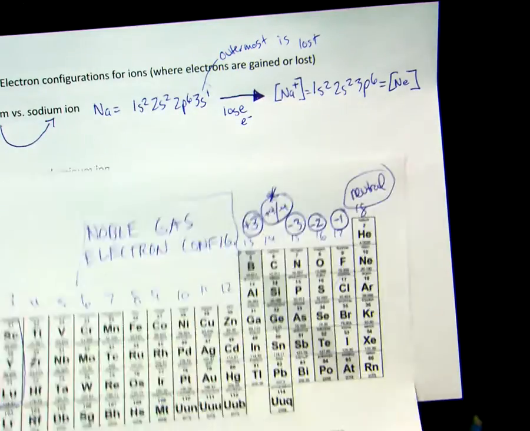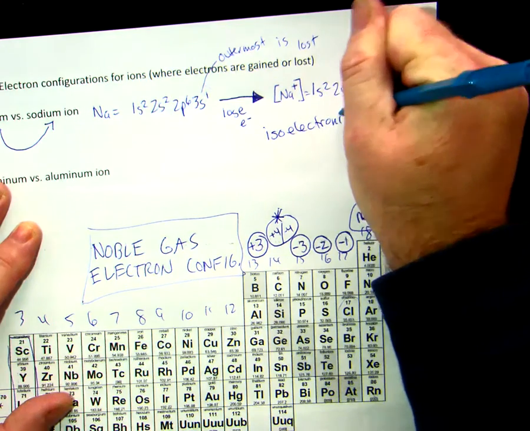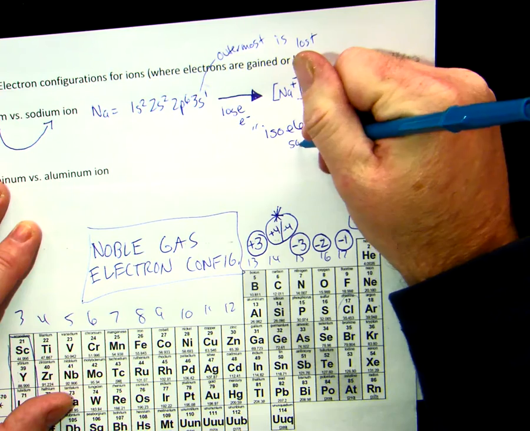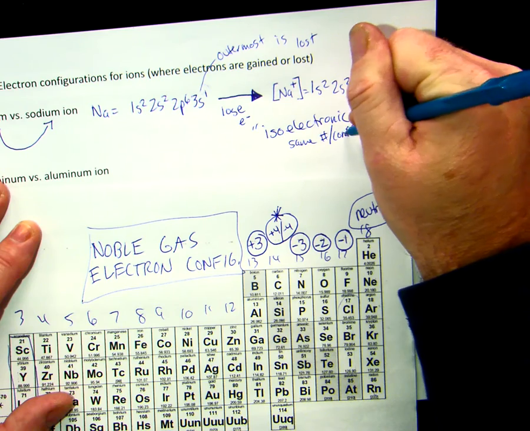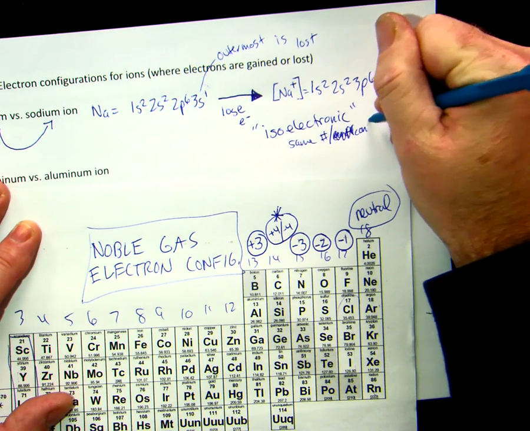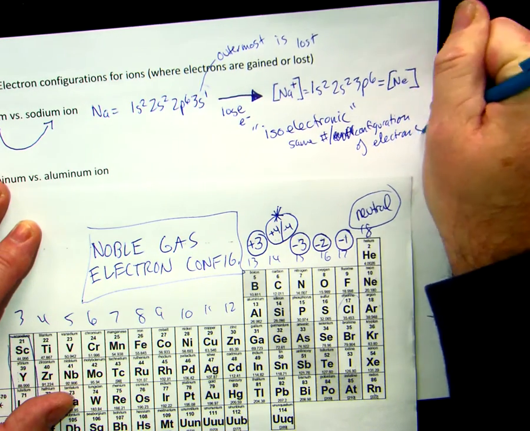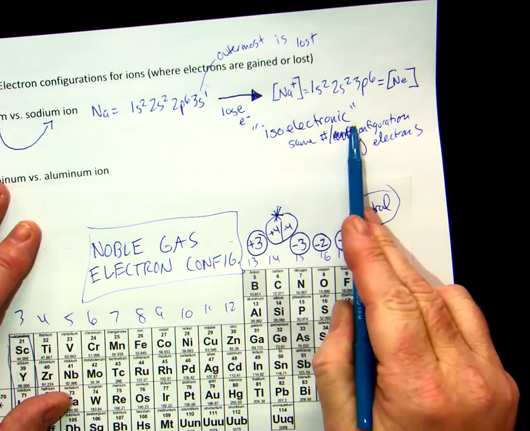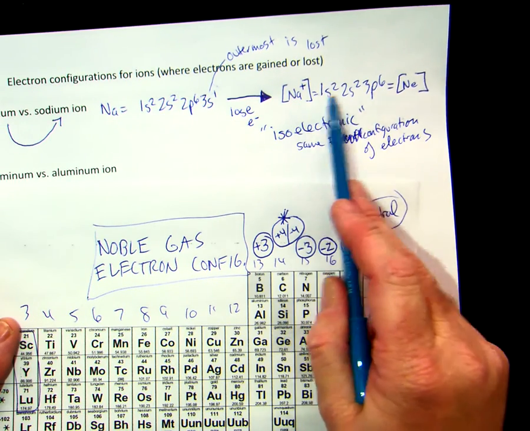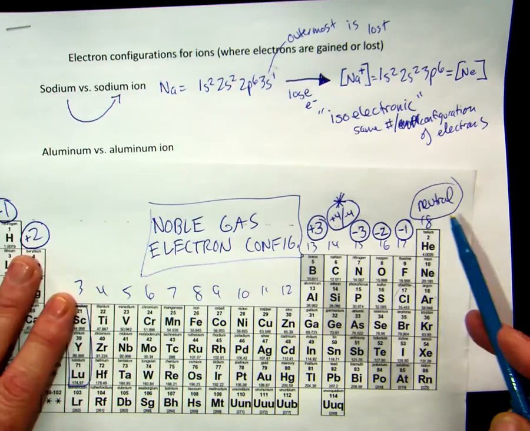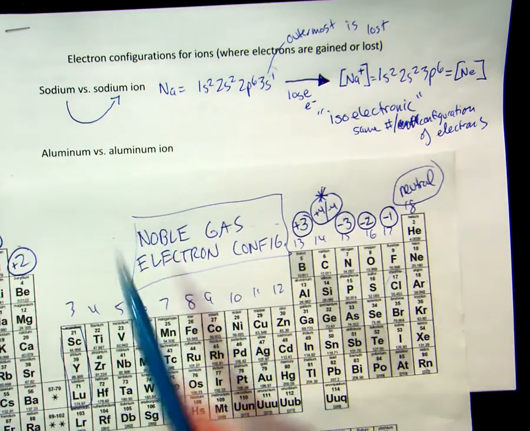So the term I want you to now learn is isoelectronic. This means same number and configuration of electrons. If something is iso, it means same. Electronic means electrons, so same electrons, same electron configuration. So the sodium ion is isoelectronic with neon. The sodium atom is not. So this is the sodium atom, and this is the sodium ion. Okay, so now we look at aluminum.